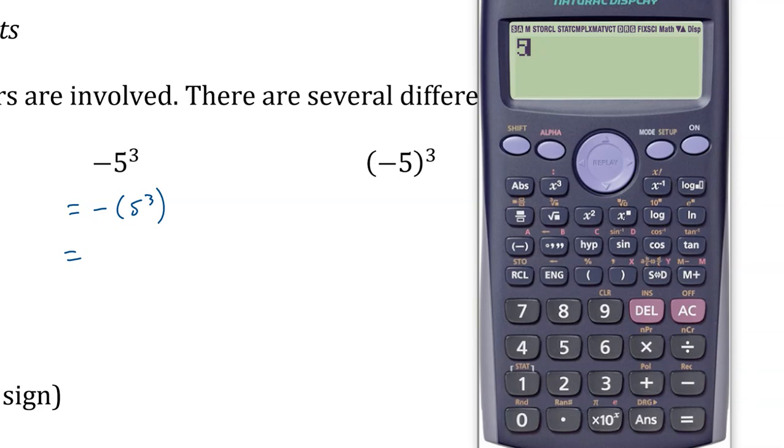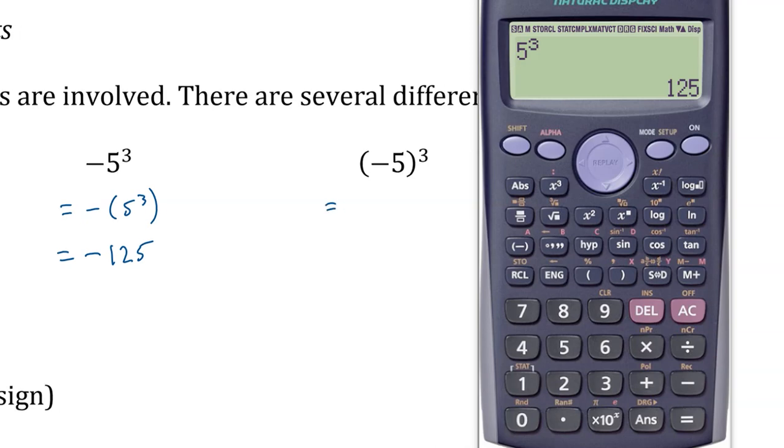Or 5 to the exponent of 3. The button on this calculator is that one. I hope you can see that. X to the box. Okay, and again, 125. But I know that the answer should be negative, so negative 125.